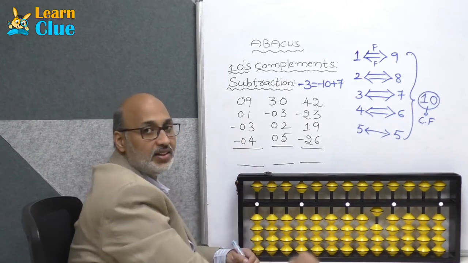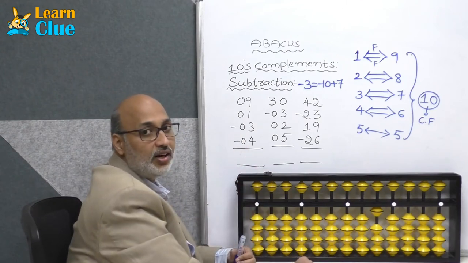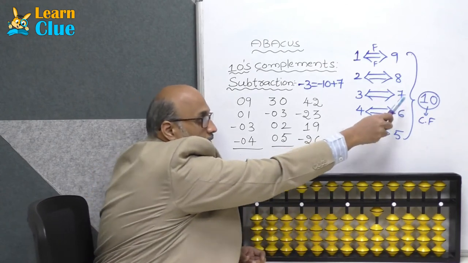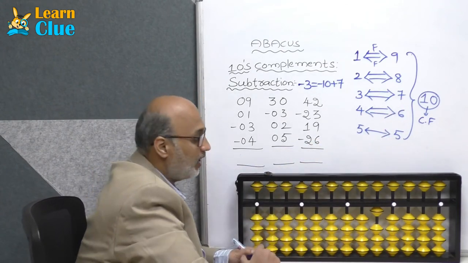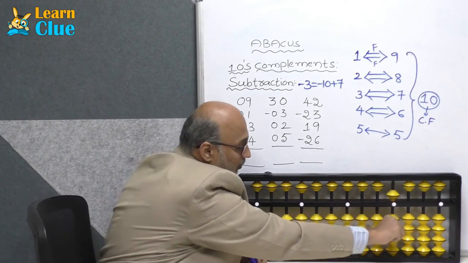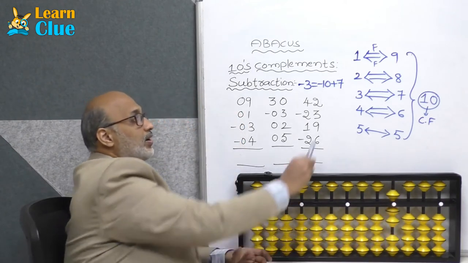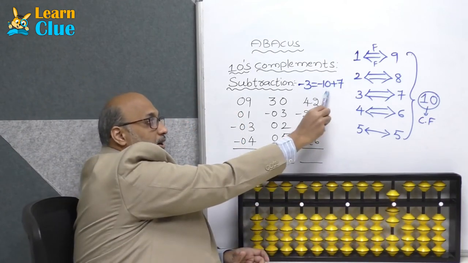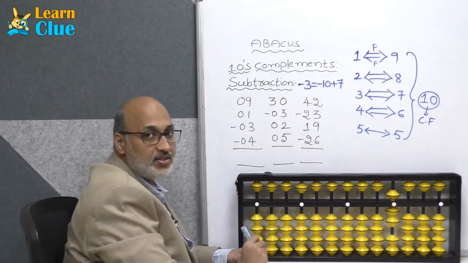Now they are asking minus 3. Who is the friend of 3 here? The friend of 3 is 7. So, minus 10 plus 7. Minus 3 is nothing but minus 10 plus 7.